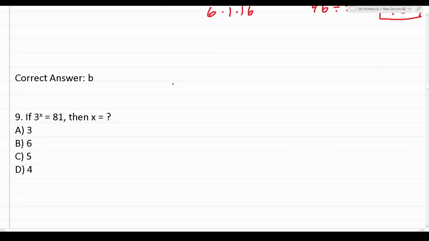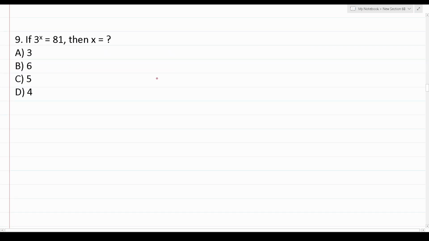So, all right, so number 9 here says, if 3 raised to the x power equals 81, then x equals. All right, so let's copy this one down. We have 3 raised to the x power equaling 81. This is a bit of a tricky problem because we're trying to figure out what x is. We want to know 3 raised to what power will give us 81.